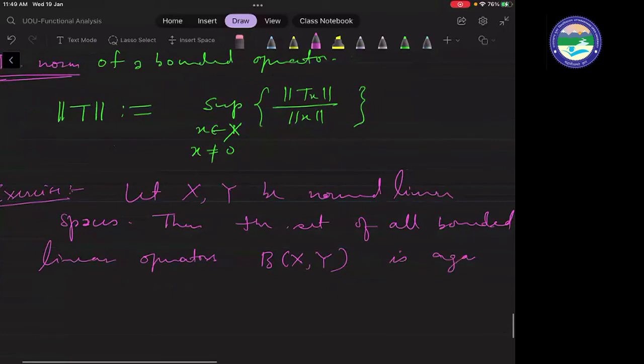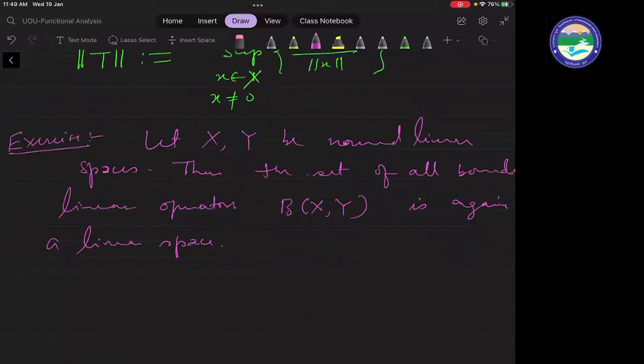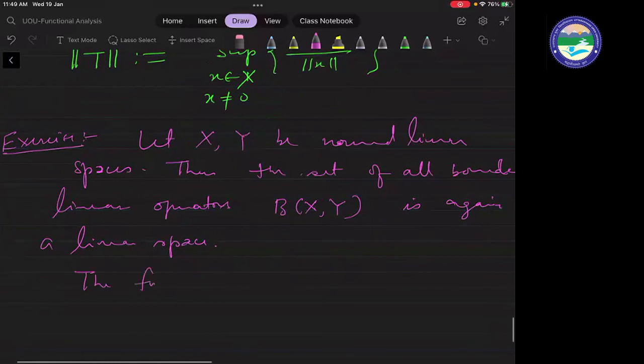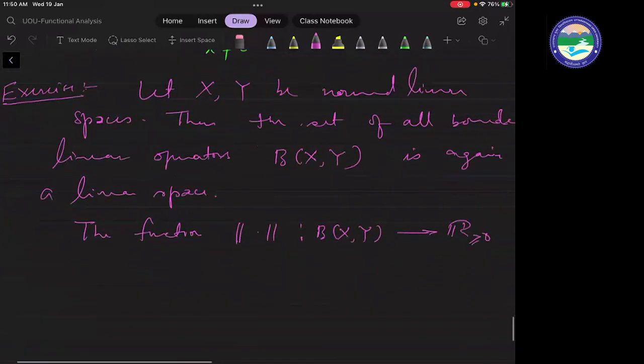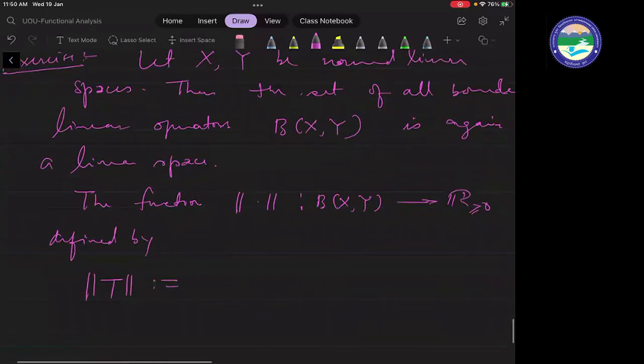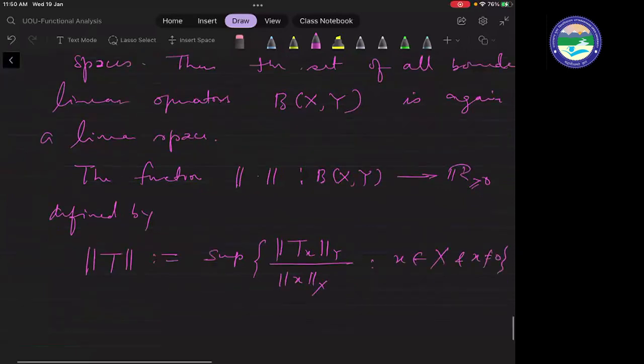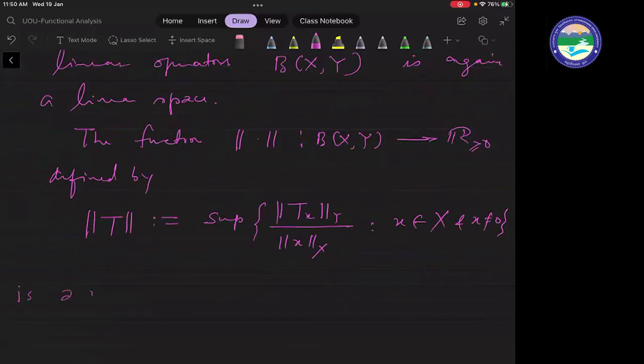is again a linear space, and the function from B(X,Y) to R greater than or equal to zero defined by norm T, which is equal to supremum of norm Tx. यहाँ पर ये Y का norm है और ये X का norm है, such that x in X and x non-zero, this is a norm on B(X,Y).